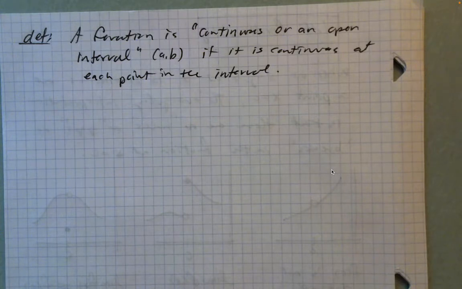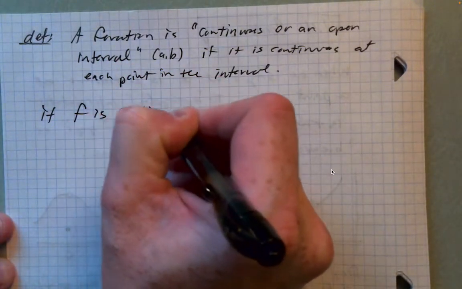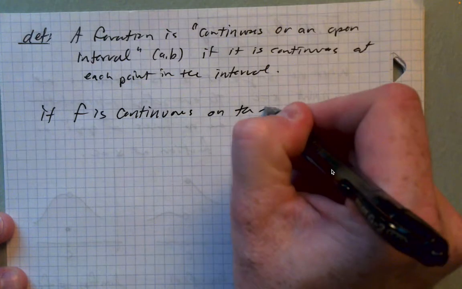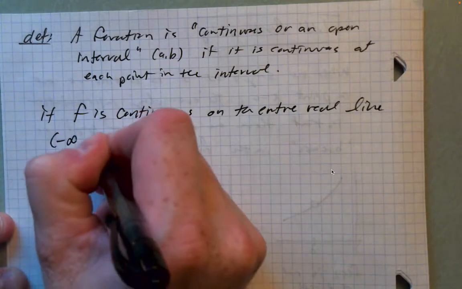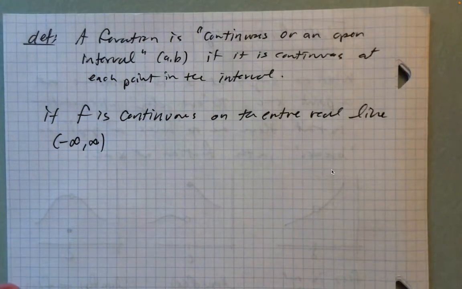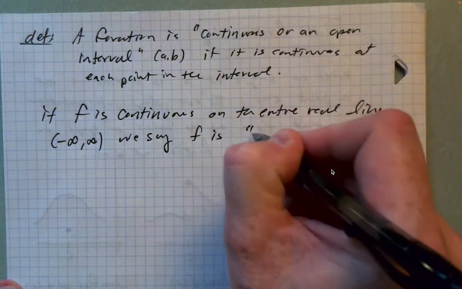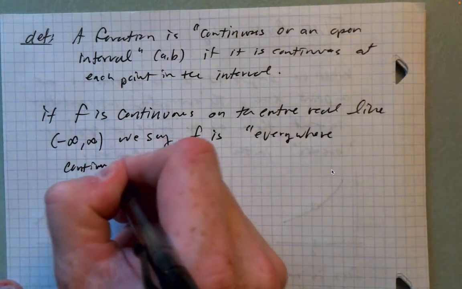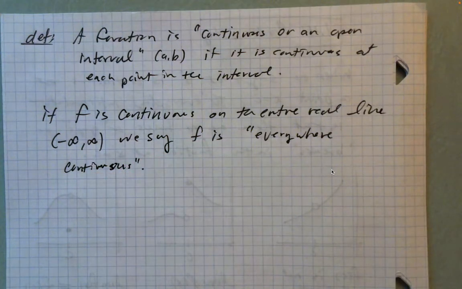Kind of natural, right? And just blowing this up a little bit, if f is continuous on the entire real line, something you could notate like this, from negative infinity to infinity, we say that f is everywhere continuous. Everywhere continuous.